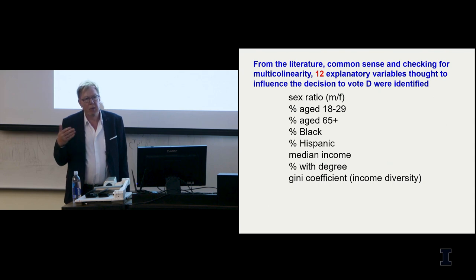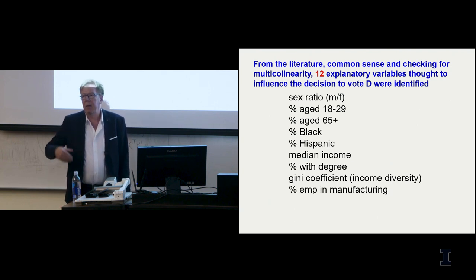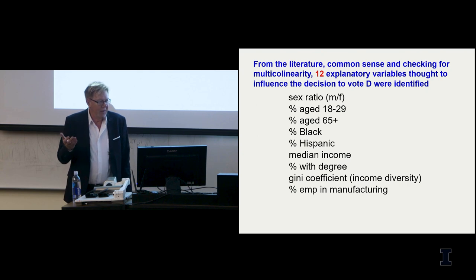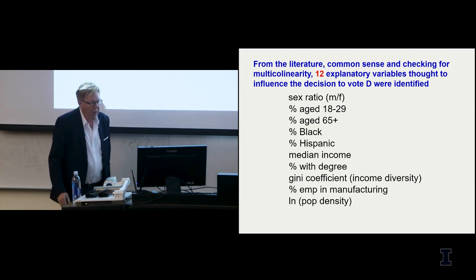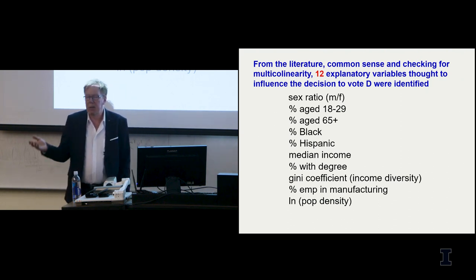So measure this by the Gini coefficient, looking at how much diversity in income there is within a county. Percentage employment in manufacturing. Manufacturing is always touted again as some kind of influencer on voting patterns. Typically, the perceived wisdom is that the higher the proportion of people in manufacturing, the more likely we are to vote for the Democratic Party. Come back to that.